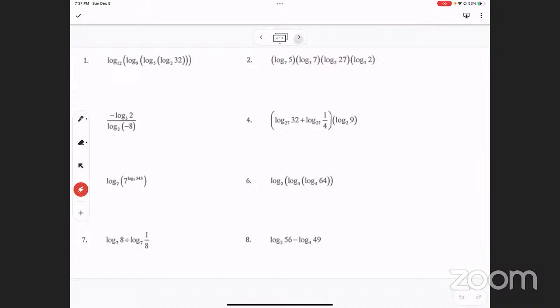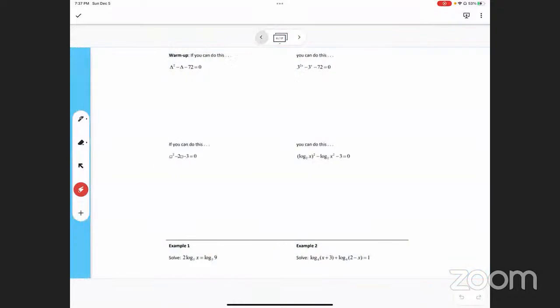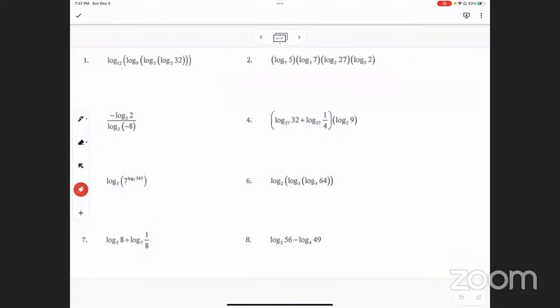But I don't know how many things you have got. Is it just these 2 pages that you have on it? Oh, that's it? Oh, okay. We can probably get through this. Let me just do all of them.